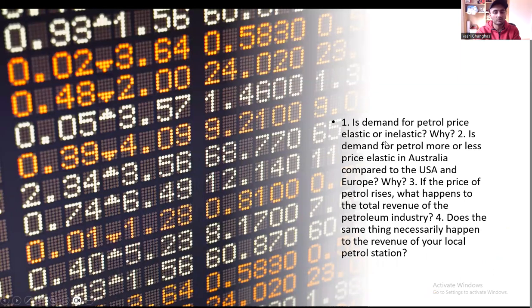The first question is: is demand for petrol price elastic or inelastic? These are the four questions that we answered in the report, and now we are going to see them. So first we need to tell about elastic or inelastic, which will be described in the further slides. Then we are going to tell about the differences between the regions and what happens if petrol prices rise in the overall petroleum industry. And then in the last question, we are going to talk about how petrol prices will change when prices rise, and how it is going to change the local petrol stations, not the whole economy, just the local stations. So one by one, we are going to discuss all of these things.